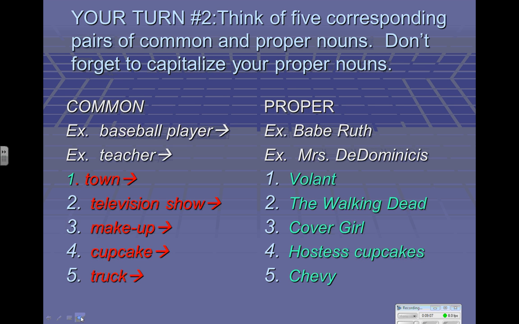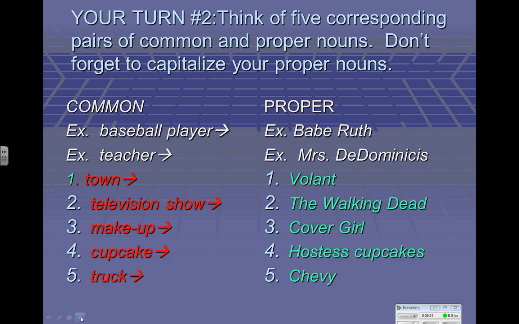Now that you're ready to move on, obviously your answers will be very different than what I've come up with, but this is an example roughly of what should be on your paper. So I came up with the pair town and Valant, which is actually the town where I grew up. For number 2, I came up with television show and The Walking Dead.